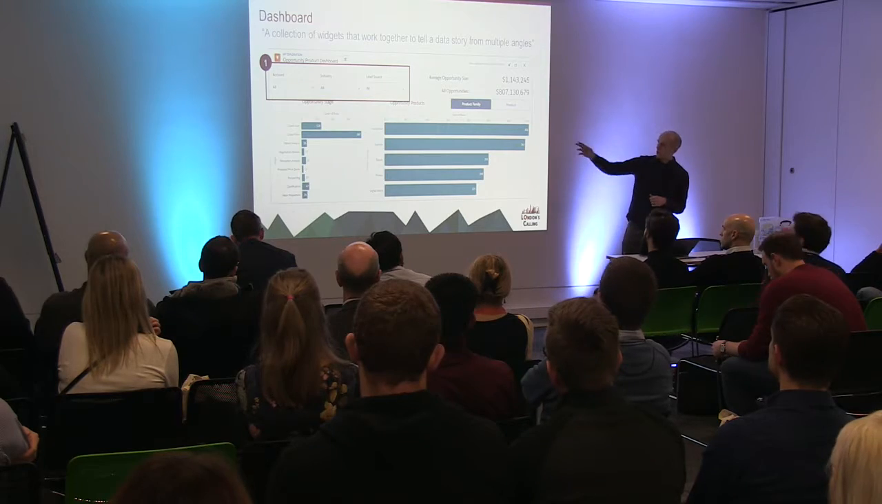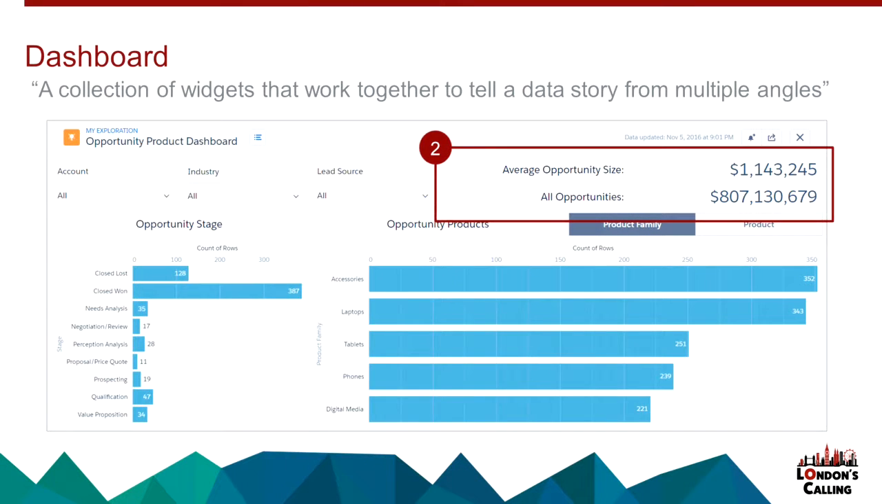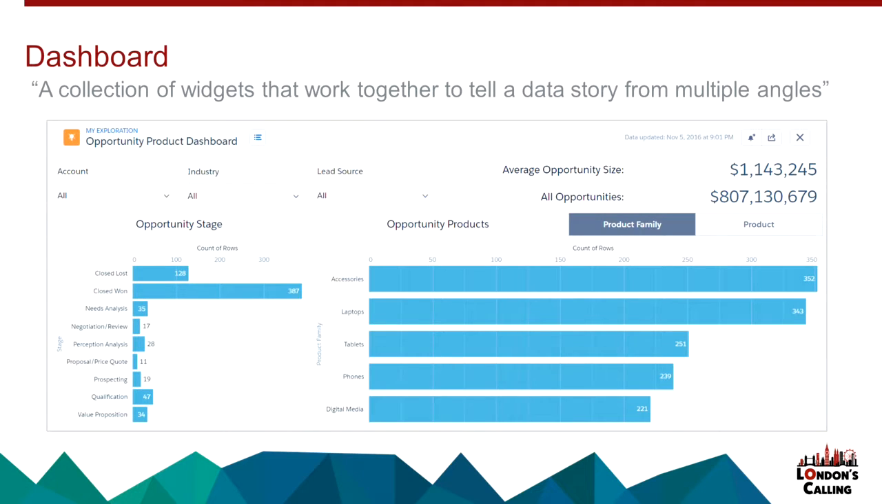So top left, we've got my filters. Top right, I've got my very high-level summaries of what I'm doing with my opportunities. And then below, I've got my charts, opportunity stage and opportunity products. And finally, you'll notice this little widget up here, which is a toggle that will allow me to reorient the opportunity product chart so that it shows it either by product family or by product name.